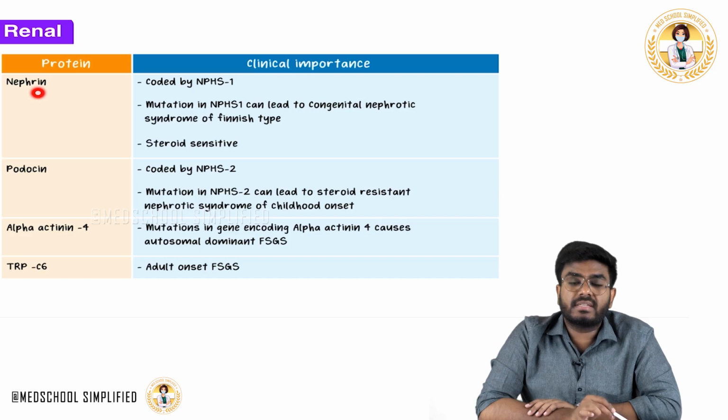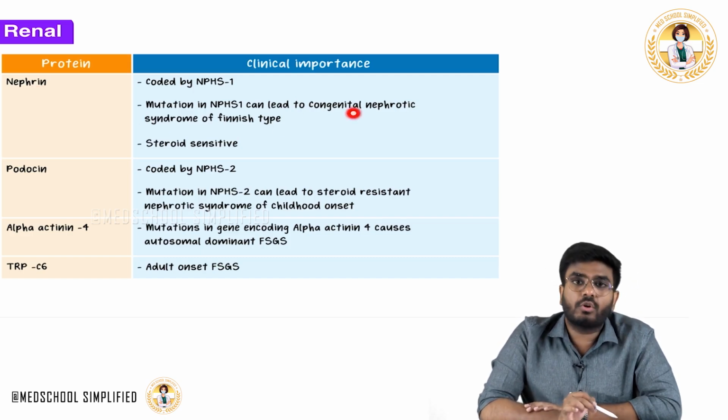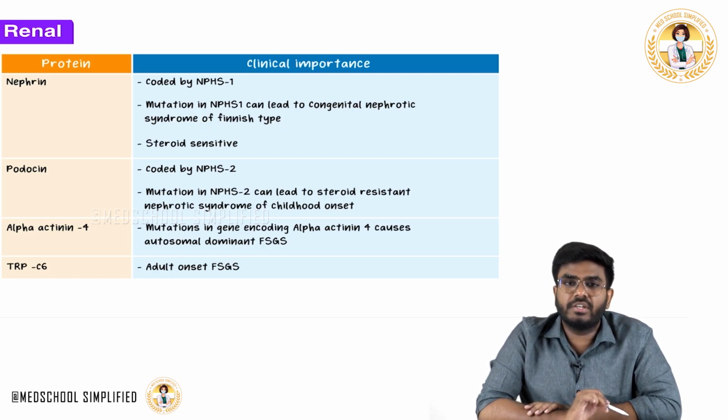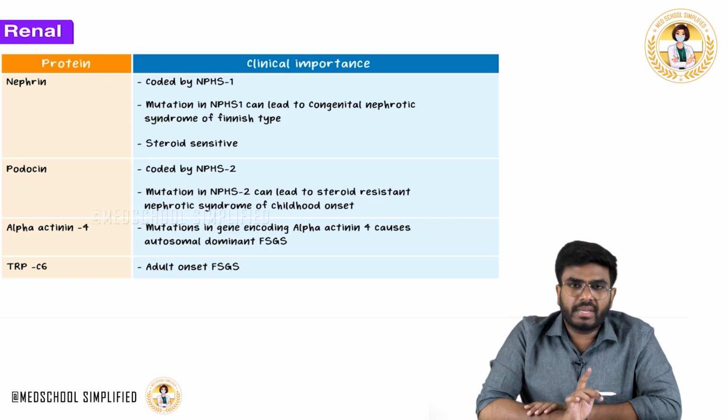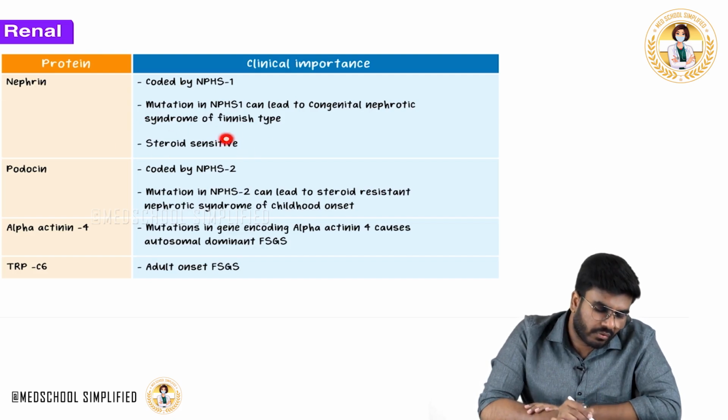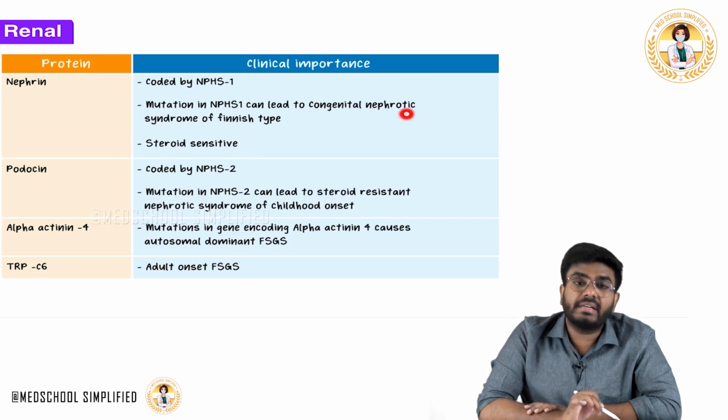nephrin is affected in the slit diaphragm. When nephrin is affected, it causes a disease called congenital nephrotic syndrome of Finnish type. So congenital nephrotic syndrome of Finnish type is due to mutation in NPHS1, and the protein affected is nephrin. Now, this type of nephrotic syndrome is easily treated with steroids.